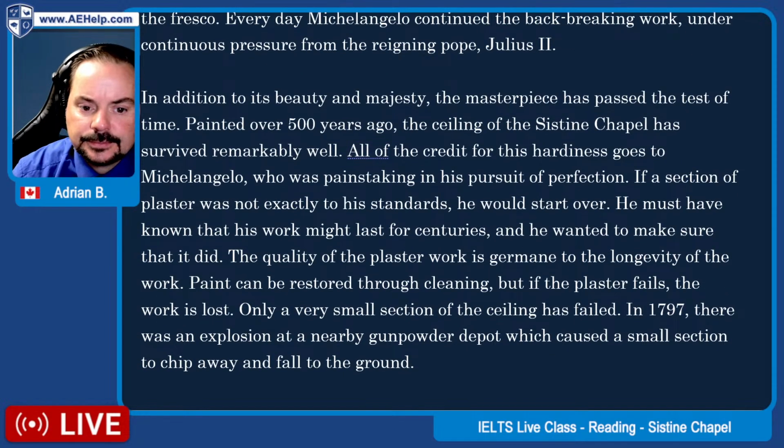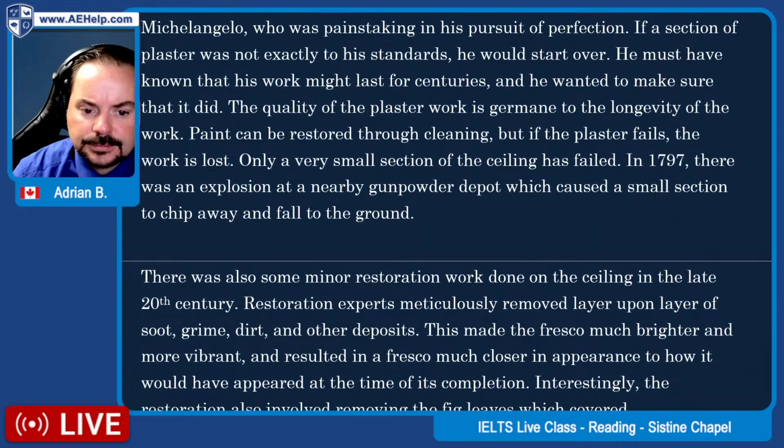In addition to its beauty and majesty, the masterpiece has passed the test of time. Painted over 500 years ago, the ceiling of the Sistine Chapel has survived remarkably well. All of the credit for this hardiness goes to Michelangelo, who was painstaking in his pursuit of perfection. If a section of plaster was not exactly to his standards, he would start over. He must have known that his work might last for centuries, and he wanted to make sure that it did.